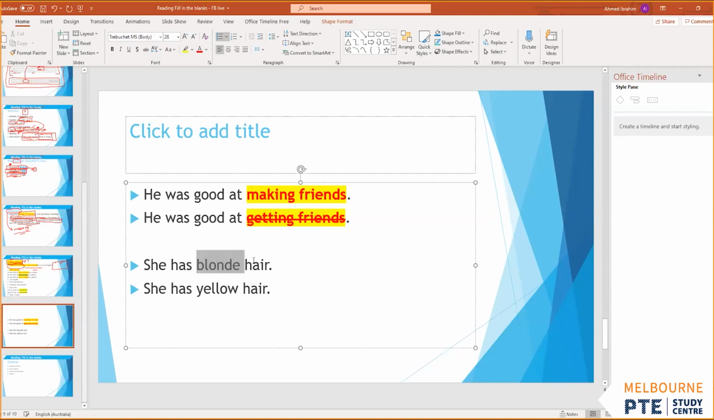What do you think? Blonde hair or yellow hair? It is actually blonde hair. Yellow is not an appropriate word to use with hair, basically. Now, let's take a last couple of examples as well.